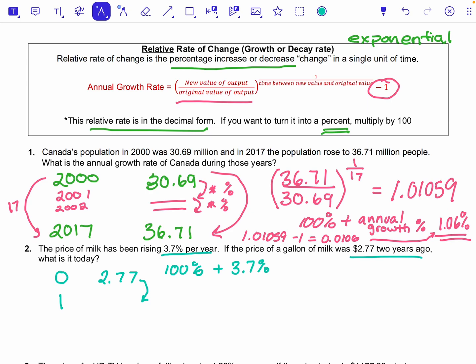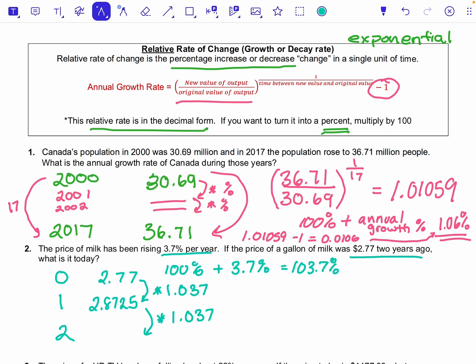So the reality is we need 103.7% of this $2.77. So we're not going to multiply by the decimal of 3.7%. We're actually going to multiply by 1.037. And that would get us our next price point, which was about 2.8725. And then that would be 1 year later. So then if I want 2 years later, I would multiply by that same growth rate again.